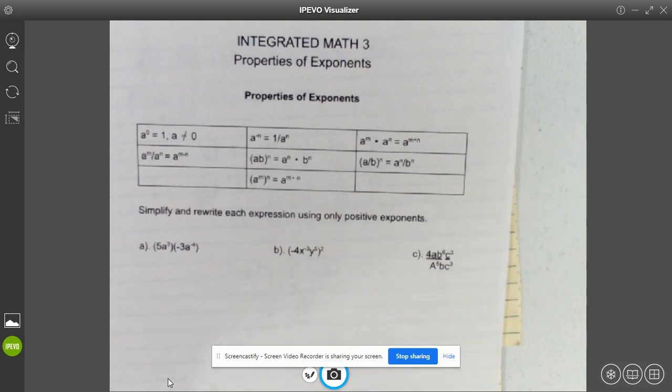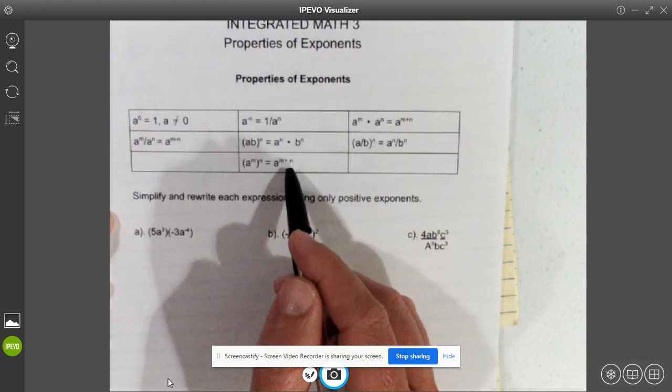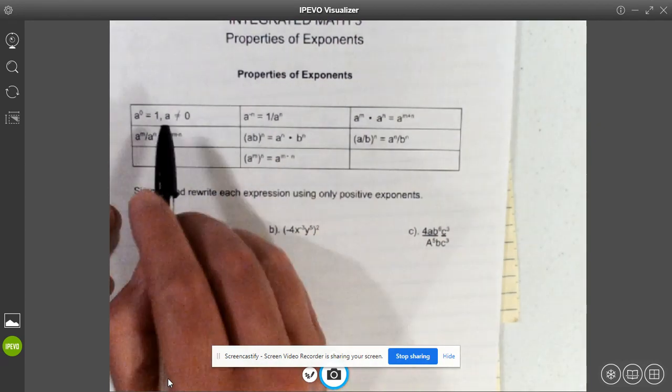Hey guys, just want to look at these notes and this homework assignment, kind of getting us ready for chapter six. So this is right at the beginning of chapter six. Just looking at exponents and the properties of exponents, like I said, just to get us ready for what's coming in chapter six. So there's really seven properties of exponents that we're going to look at.